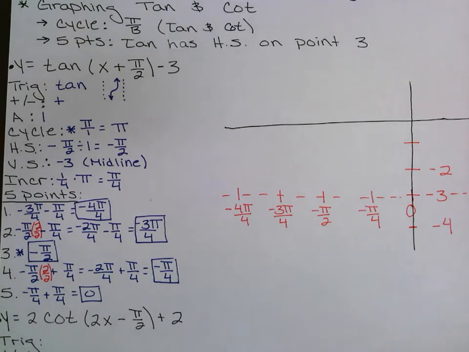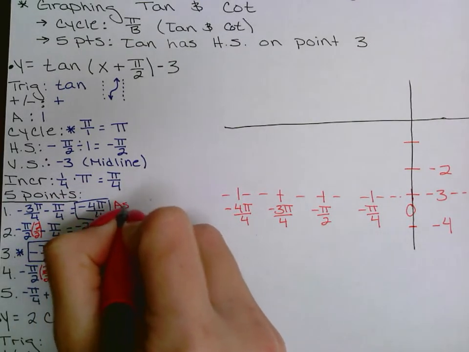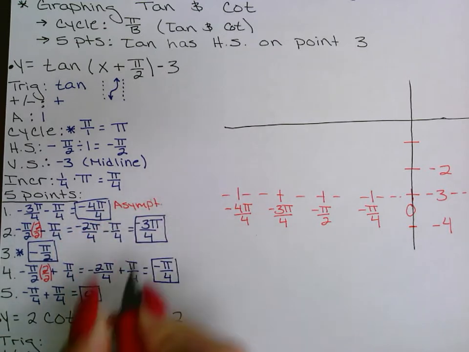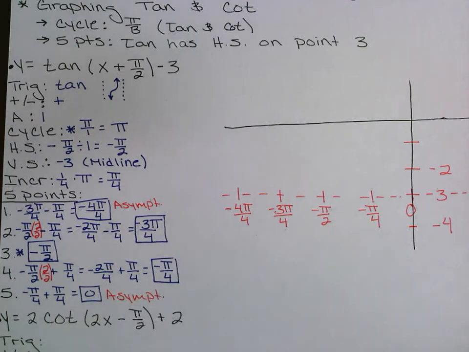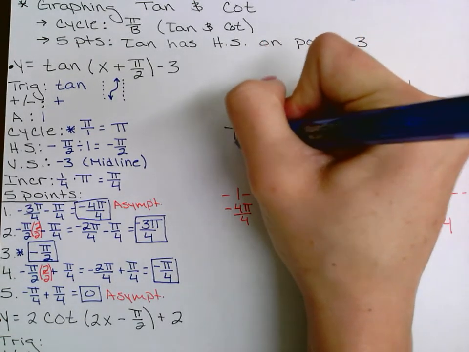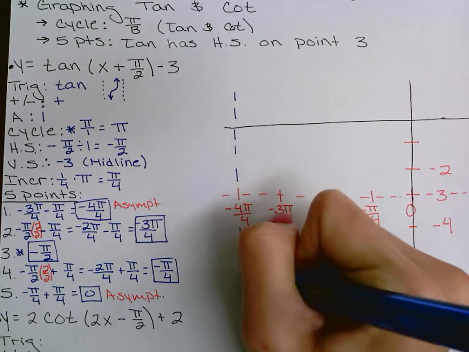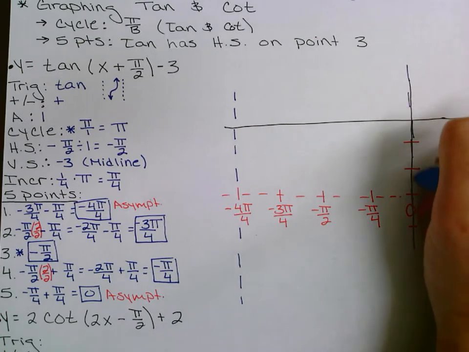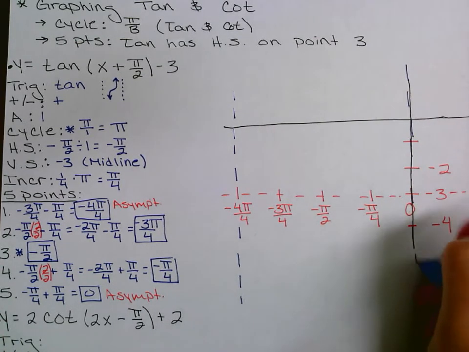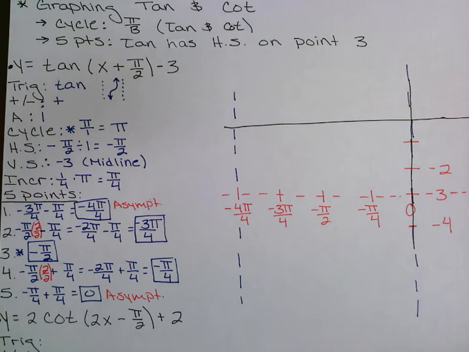Now my last point goes to the drawing, okay? I know that on tangents of my 5 points, my outside 2 are asymptotes. So these are asymptotes. Okay? So the first and the last, which is going to be a little hard to see here because it's on the y-axis, are my asymptotes. Okay?